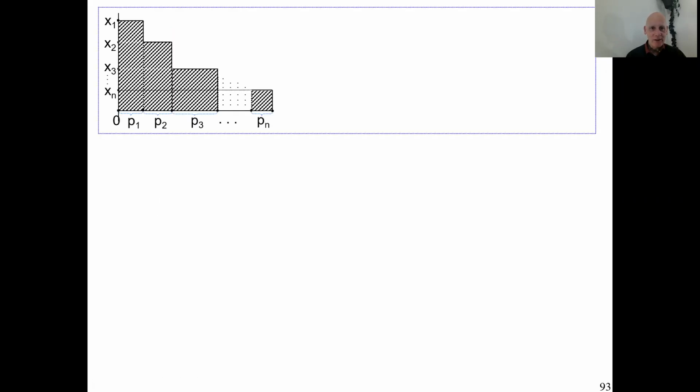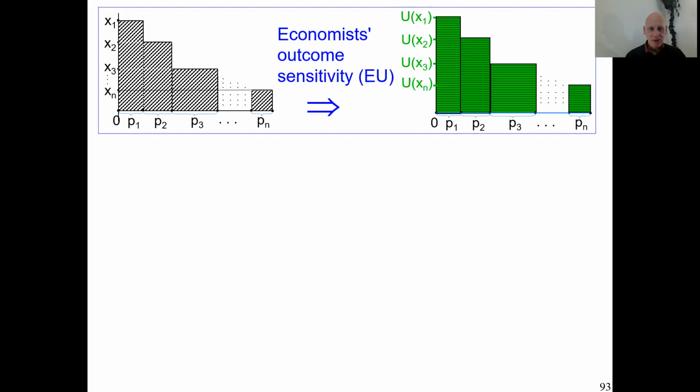And first I repeat, here was the way to depict expected value, and here was what economists did. They look at columns, they transform columns, and for each point they transform the distance from the point all the way down to the x-axis into its u value. That's how they got the green columns, and the green area, that was the value of the prospect. So transforming distance from point all the way down to the x-axis.